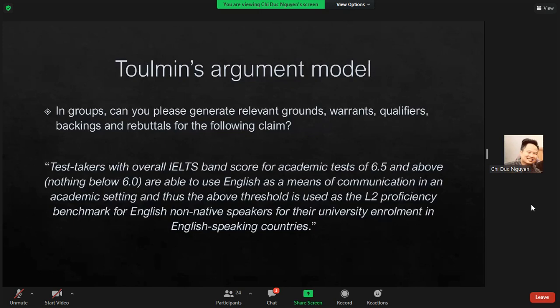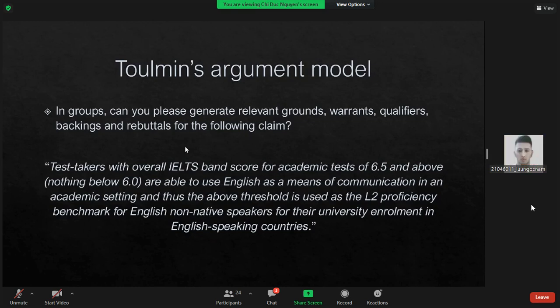What kind of evidence do we need to have? You mean for the ground? They are all about the grounds. Yeah, evidence means other kinds of grounds. Okay, so apart from the description of the band scores, what else do we need to have here in order to justify this claim?